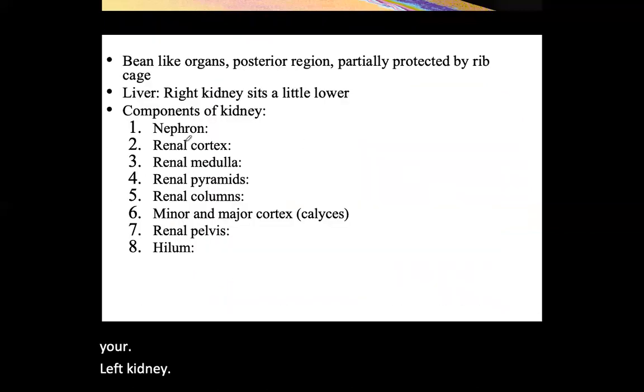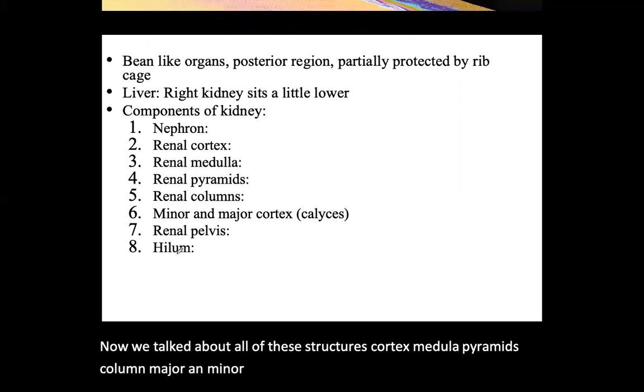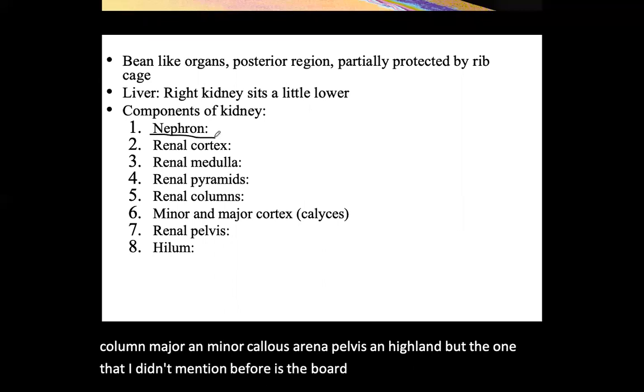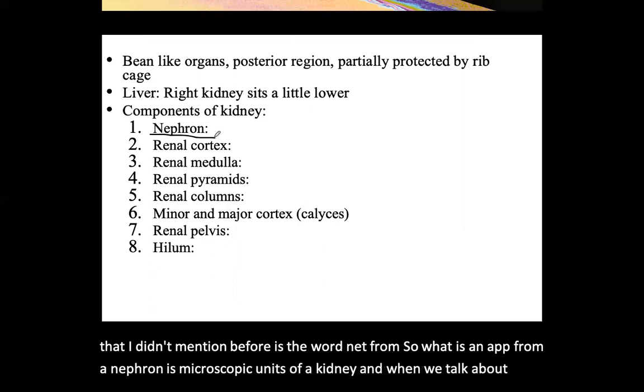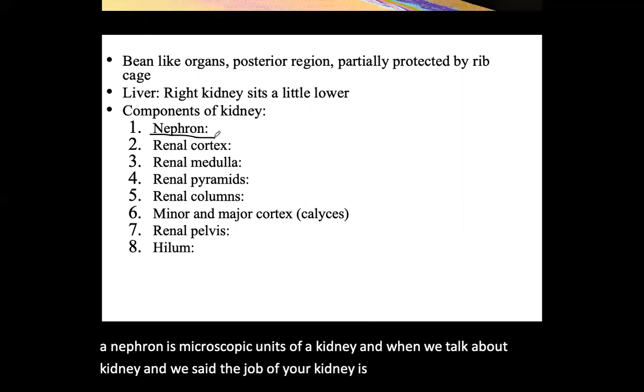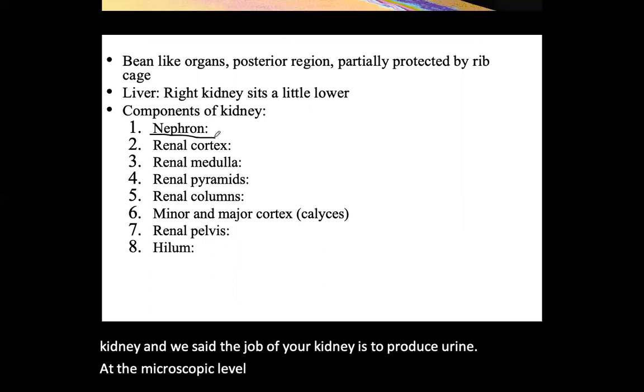Now, we talked about all of these structures: cortex, medulla, pyramids, column, major and minor calyx, renal pelvis, and hilum. But the one that I didn't mention before is the word nephron. So what is a nephron? Nephron is a microscopic unit of a kidney. And when we talk about kidney, we said the job of your kidney is to produce urine. At the microscopic level, the component that actually makes the urine is your nephrons.